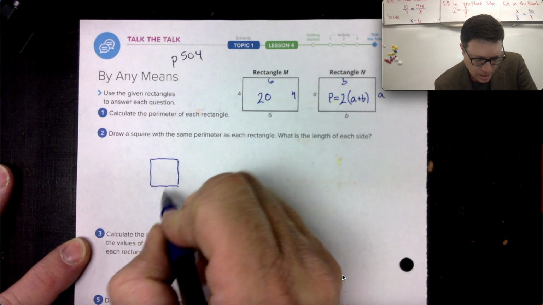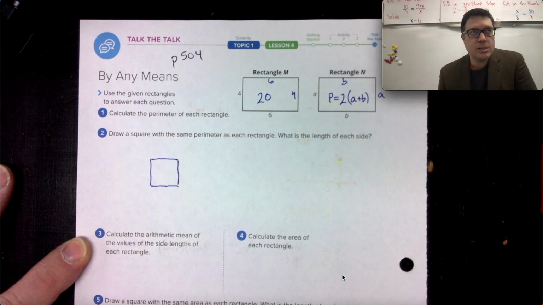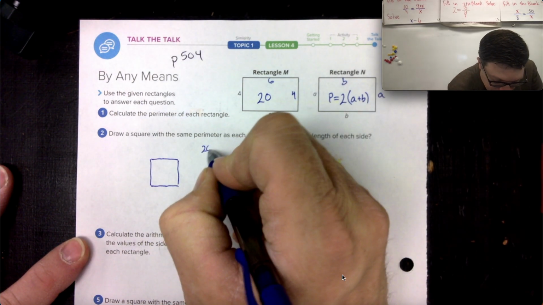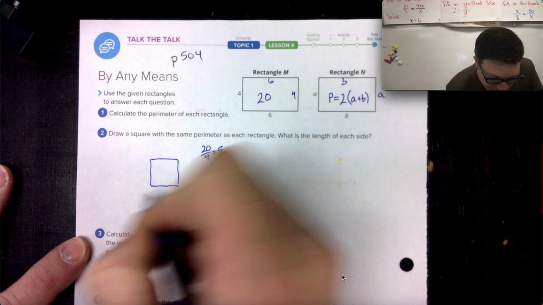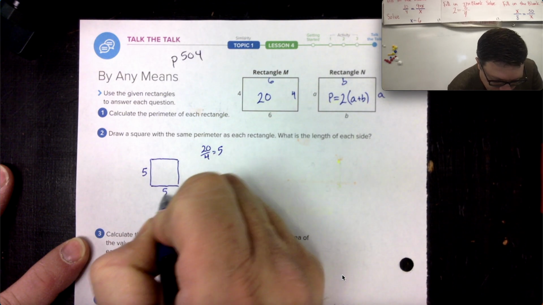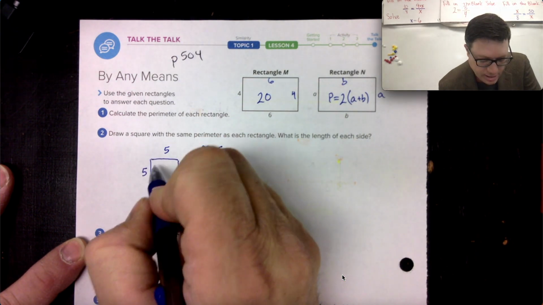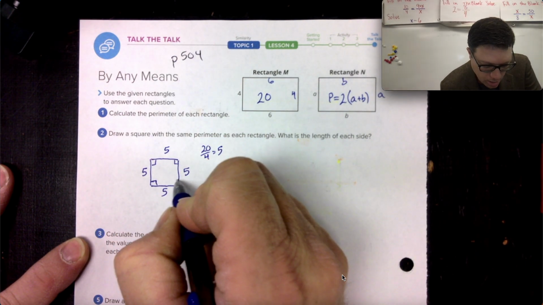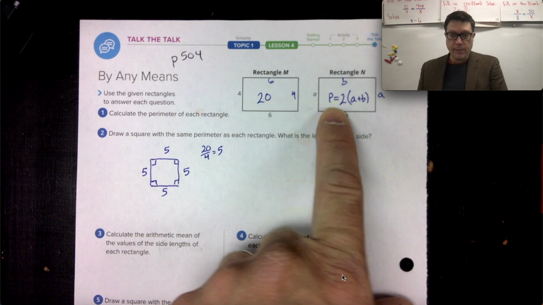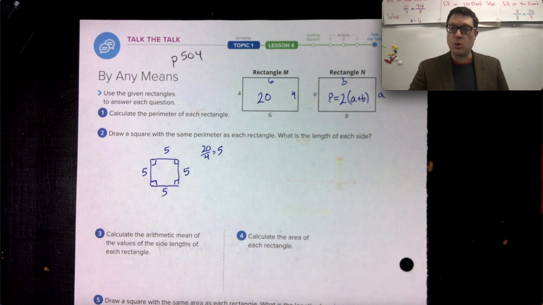Pretty decent. If I did 20 divided by 4, 20 divided by 4 equals 5. So all of the sides of my square have a side length of 5. We can do the same thing with this perimeter to try to figure out how big the square is.